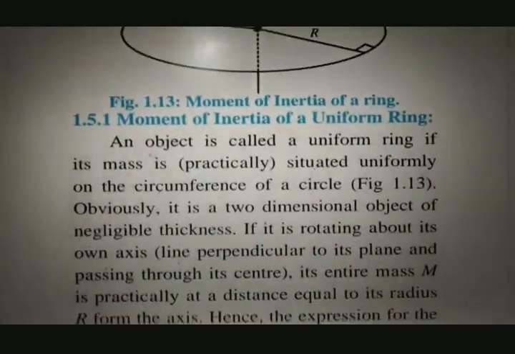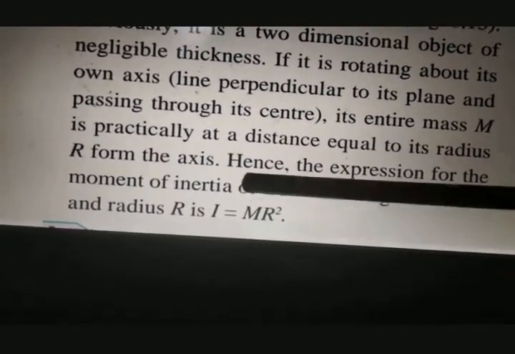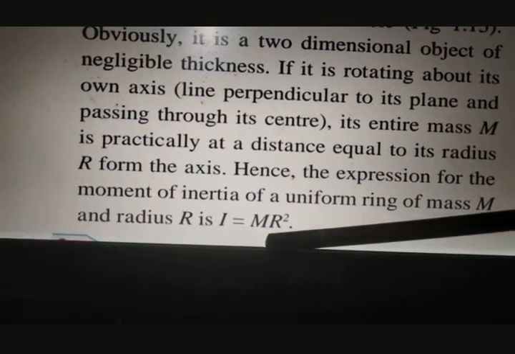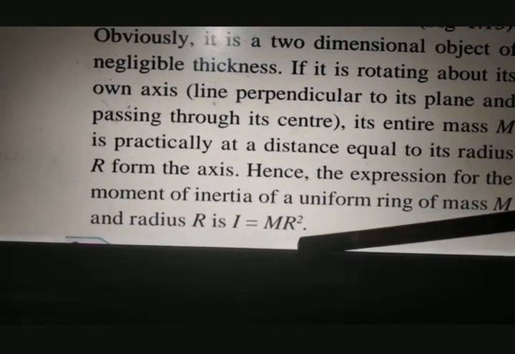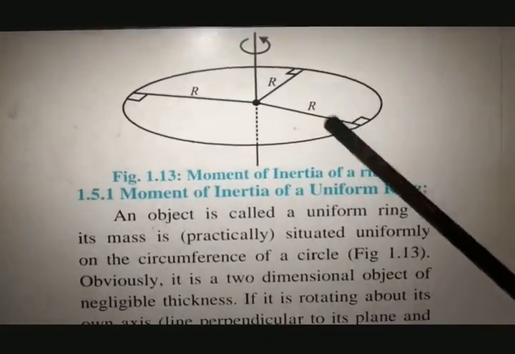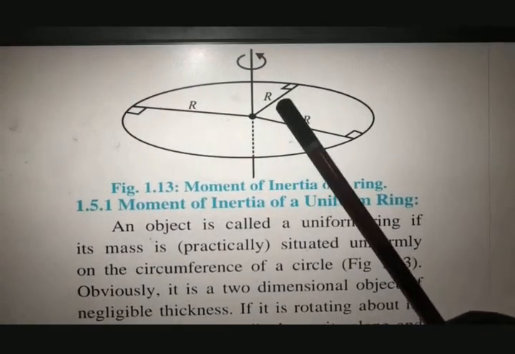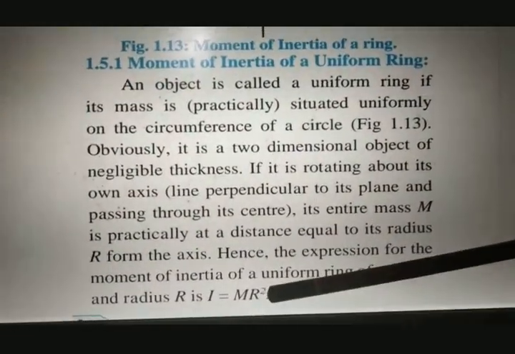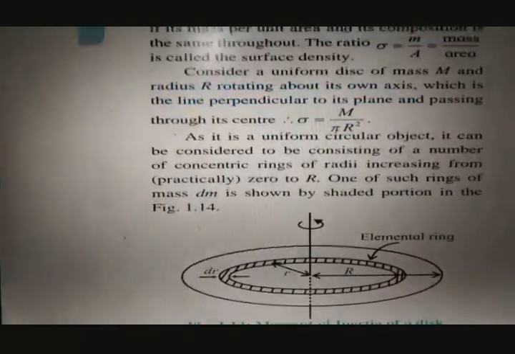So directly you can write by the definition, the moment of inertia for this ring will be given by I equals m into distance square, so that is m r square. So I equals m r square is the moment of inertia of the ring, but only when the axis passes through the center of mass of the ring can you apply this formula I equals m r square.